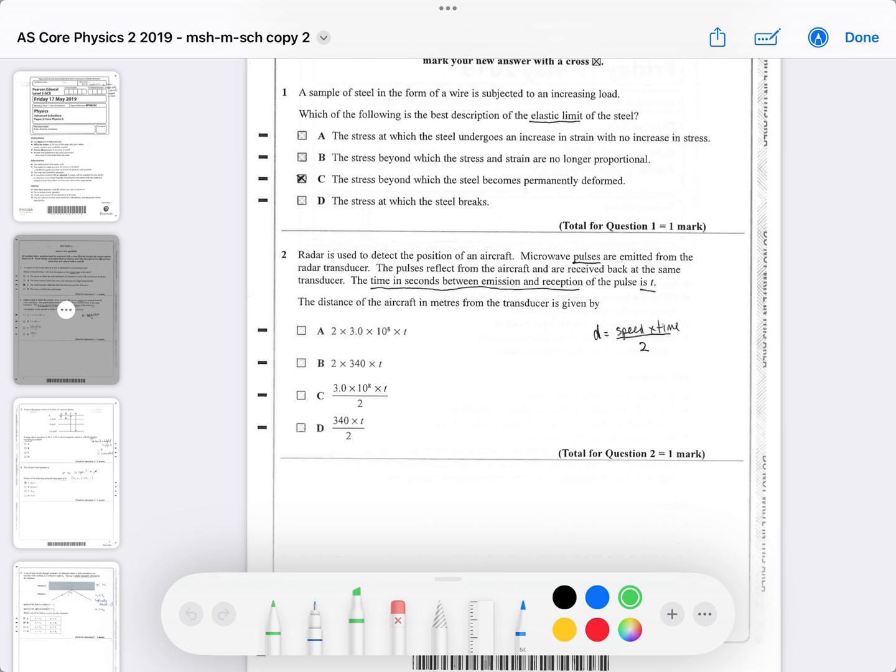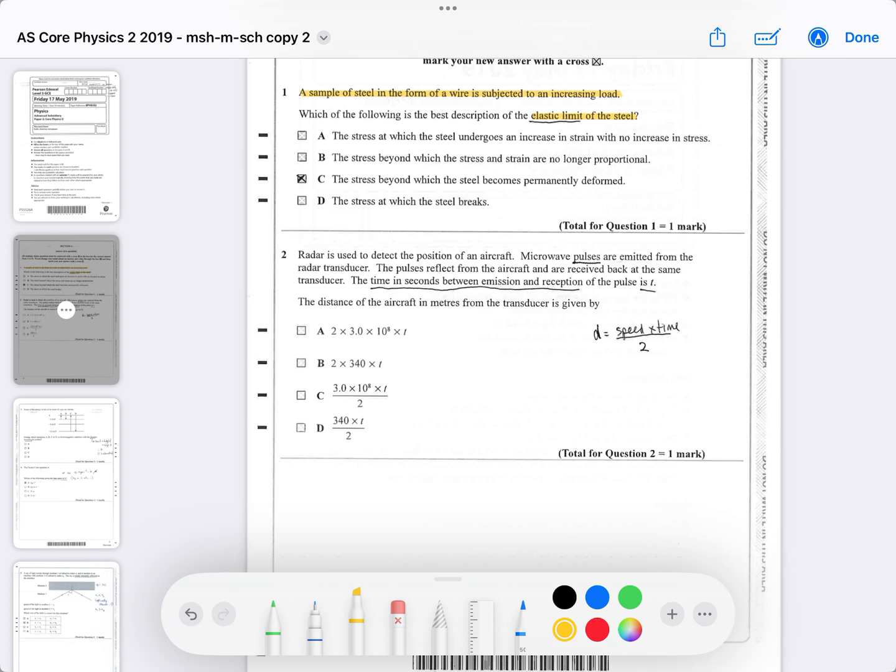Okay, so to start with, we're going to go through the multiple choice. It says a sample of steel in the form of a wire is subjected to an increasing load. Which of the following is the best description of the elastic limit of the steel? Okay, so A is about the stress at which the steel undergoes an increase in strain with no increase in stress. Well, that's not the elastic limit. I think that's just to confuse us.